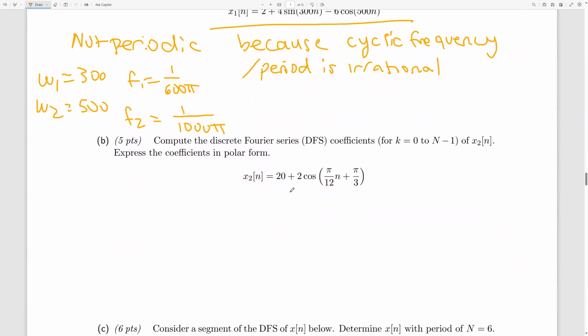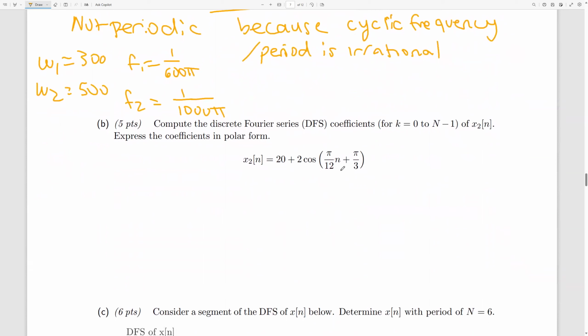Next, compute the discrete Fourier series coefficients for k equals 0 to n minus 1 of x2 of n. Express the coefficients in polar form. So here, what matters is you calculate the period because it'll tell you the index of the last Fourier coefficient. So the first few coefficients are obvious, and you just need to calculate the period in order to understand the order of it.